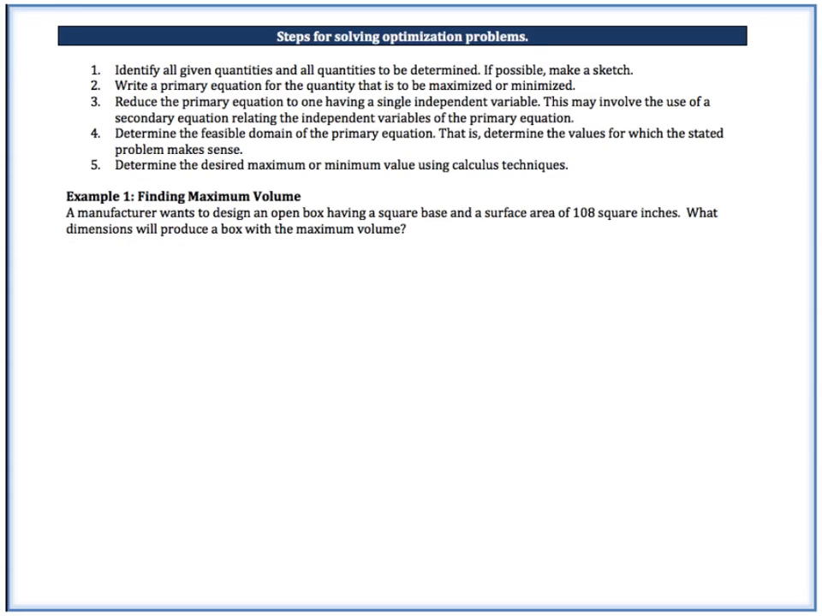So here are some steps for solving your optimization problems. First thing you want to do is identify all given quantities and all quantities to be determined. And if possible, you're going to make a sketch. Okay? Next, you want to write a primary equation for the quantity that is to be maximized or minimized. Next, you want to reduce the primary equation to having a single independent variable. So that's going to be very important.